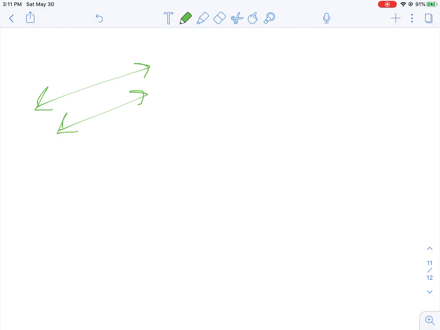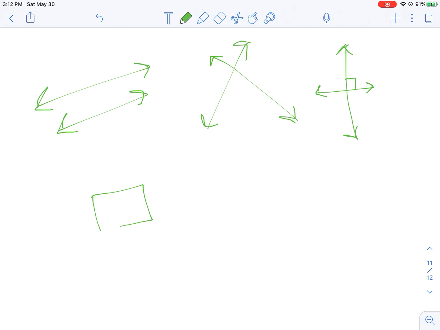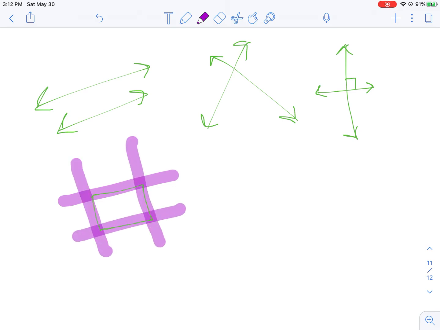Lines that never meet are called parallel lines. Lines that cross, pretend these are neater, are intersecting lines. Lines that intersect and make a right angle are called perpendicular. And then we talked about how quadrilaterals have 4 sides, and in some of these quadrilaterals there's a pair of parallel lines, and this one has 2 sets of parallel lines, so that's a parallelogram.